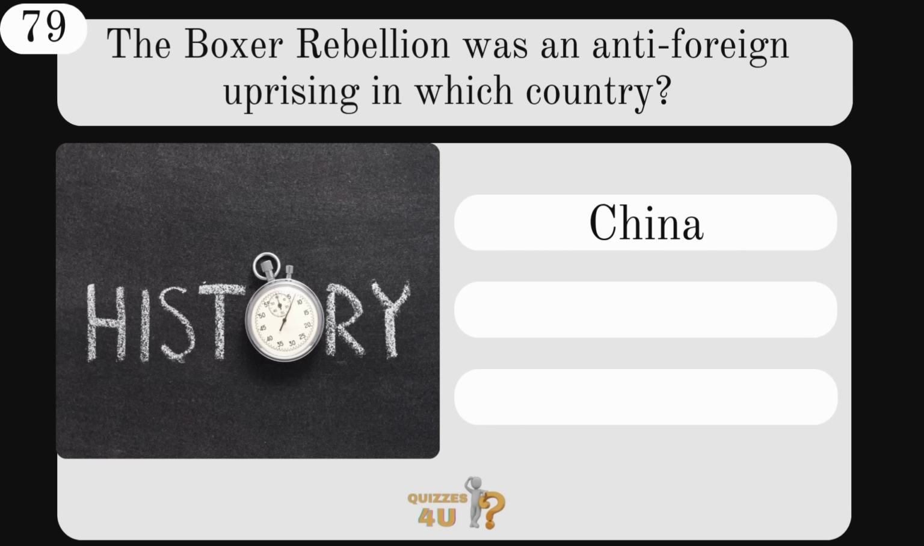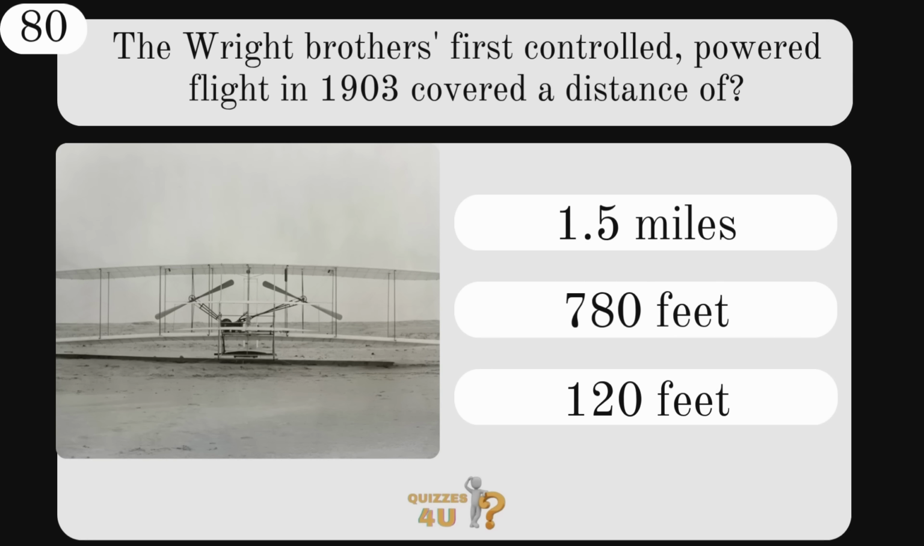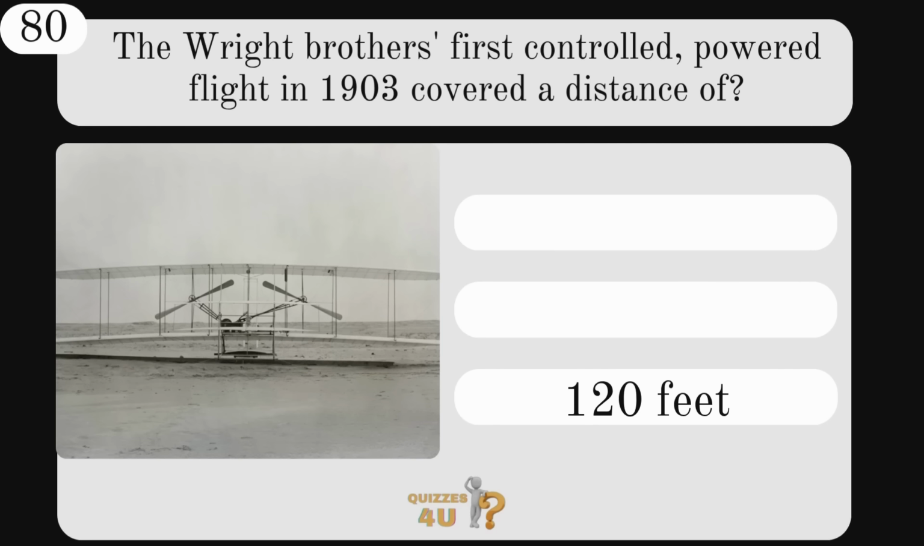That was in China. The Wright brothers' first controlled powered flight in 1903 covered a distance of which? 1.5 miles, 780 feet, or 120 feet? It was just 120 feet.